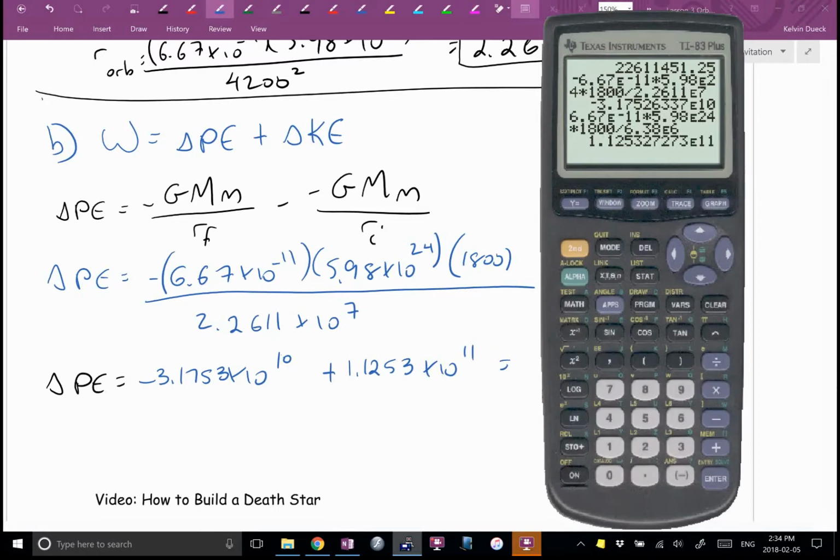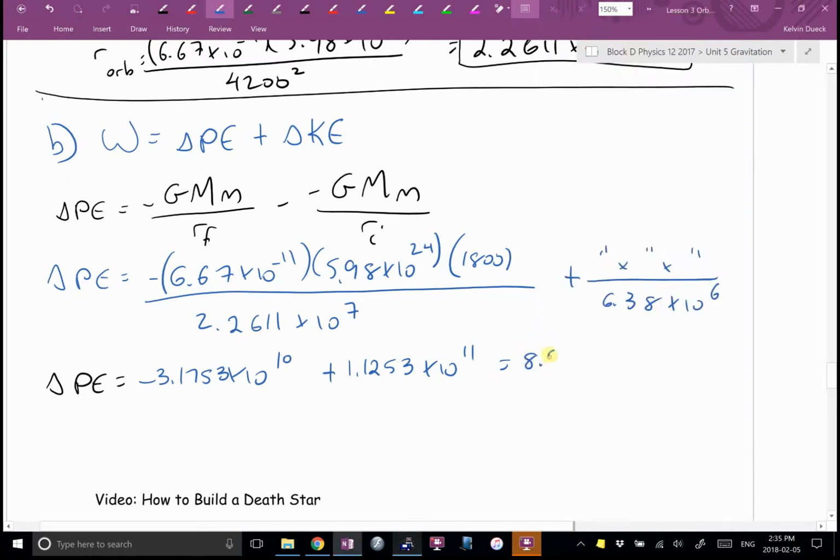So take this number and subtract or add the negative of 3.1753 scientific notation button 10. 8.078 times 10 to the 10th. Is that right so far, folks? Am I done? Oh, no. And what else do I need to find? Okay.